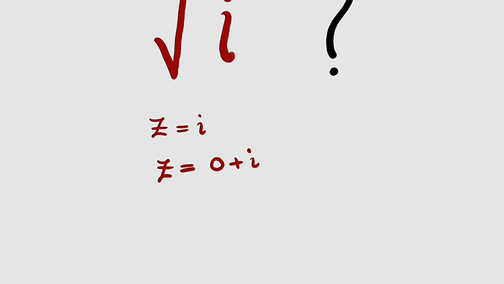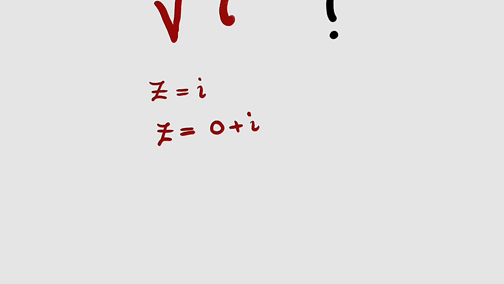So in order to evaluate the square root of i, let us transform this complex number into its polar form. Let us find the modulus r. It is going to be the square root of the real part squared plus the imaginary part squared, which is the coefficient of i, which is 1 squared. 0 squared is 0, 1 squared is 1, square root of 0 plus 1 is equal to 1. Therefore, the modulus is equal to 1.